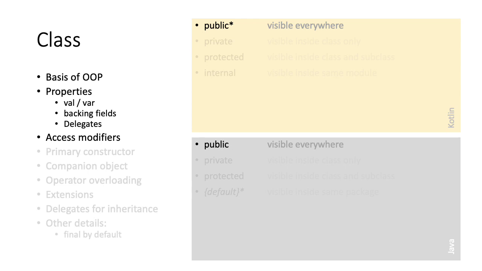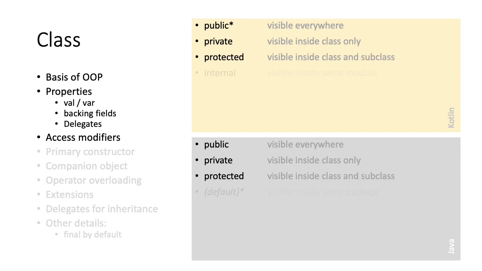Access modifiers, they are very similar to what we see in Java. Public is similar to Java, visible everywhere. Private is similar to Java, visible inside class only. Protected is also similar to Java, visible inside class and subclasses.